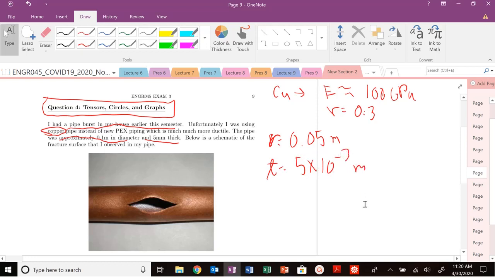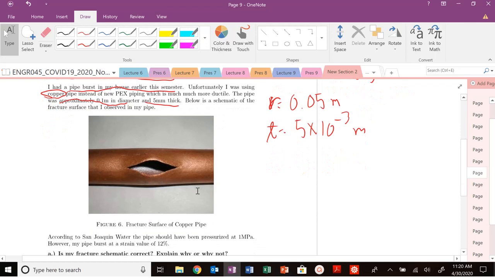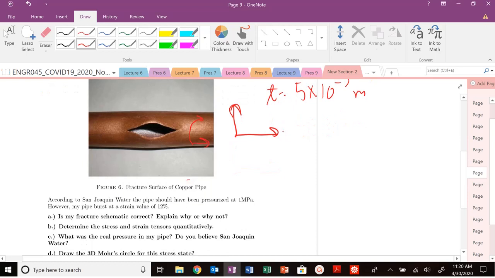Below is a schematic of the fracture surface that I observed in my pipe. So let's go ahead and label my axes. Along the circumference, or circumferential, and then along this direction, I'm going to label this as y1, y2. I know that this is your longitudinal direction, this is your hoop direction.